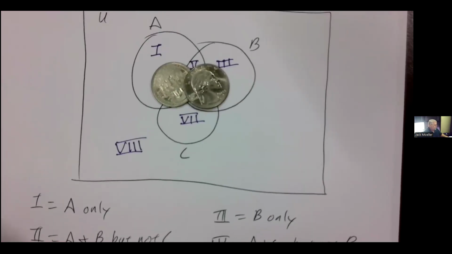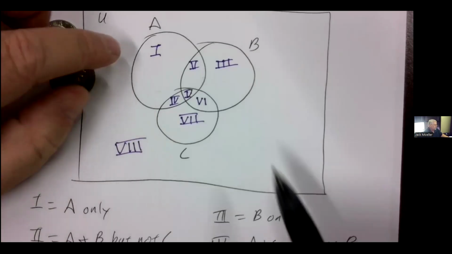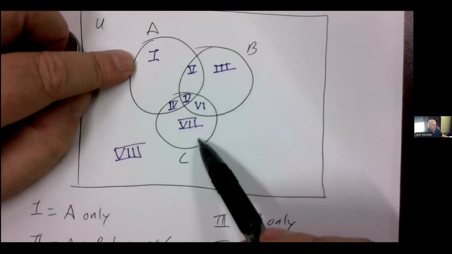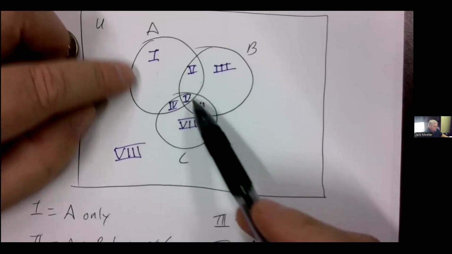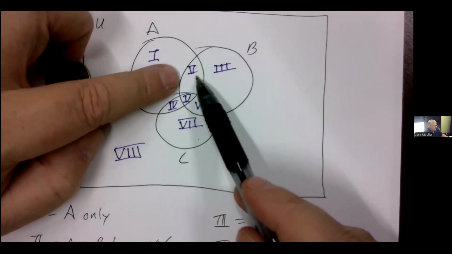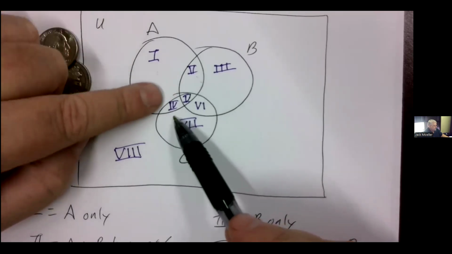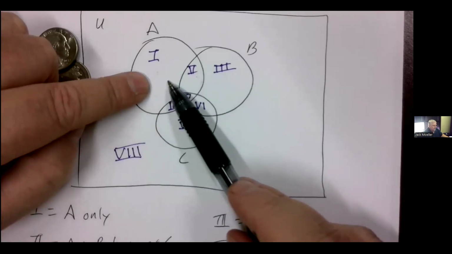Okay, so these regions here are the ones that are the onlys. And so this is only A, only B, only C. Then if they're in the outer intersections, that means they're in two, but not the third. So this one's A and B, not C. This one is A and C, not B. This one's B and C, not A.